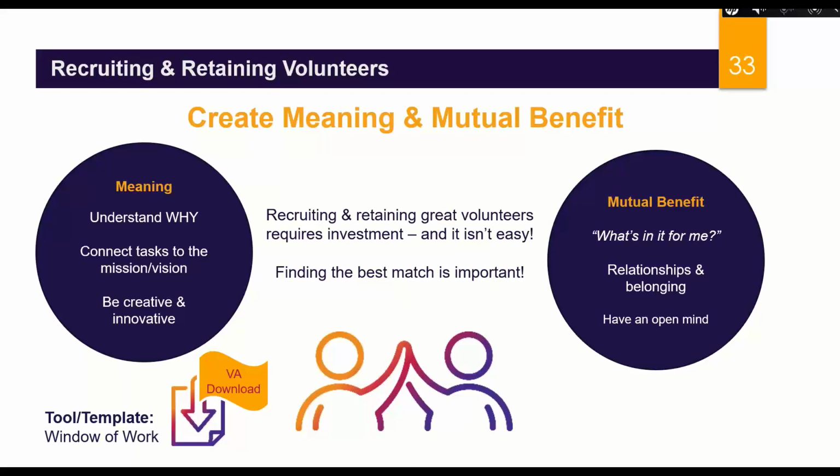Some other questions too are, who are our volunteers? What are they looking for, and why are they passionate? These are all important questions to ask and get a sense of when you're building those relationships and identifying fit for your organization as well as the role in general.